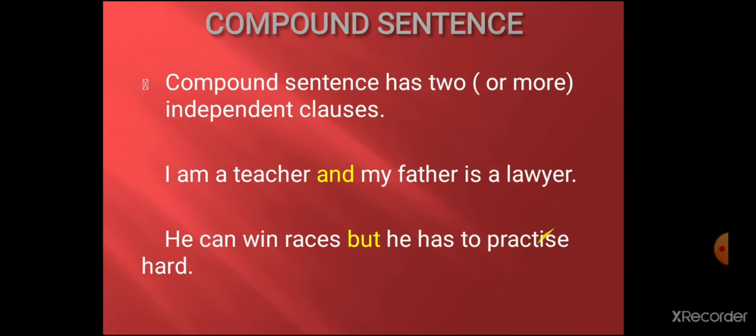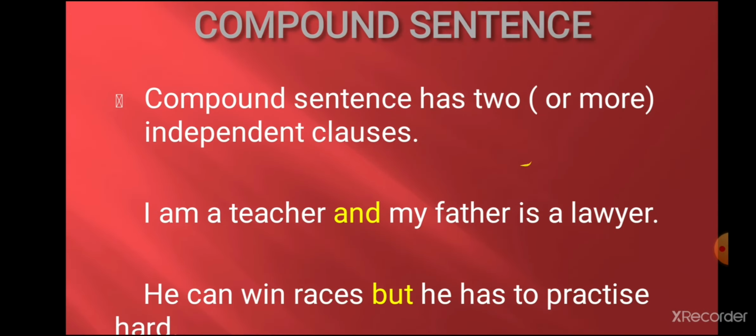Now students, let's move on to compound sentences. A compound sentence has two or more independent clauses. For example, "I am a teacher." Independent clause. "My father is a liar." Again, independent clause. The two parts are joined by the conjunction and: "I am a teacher and my father is a liar." So it is a compound sentence.